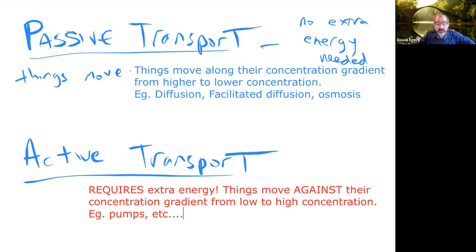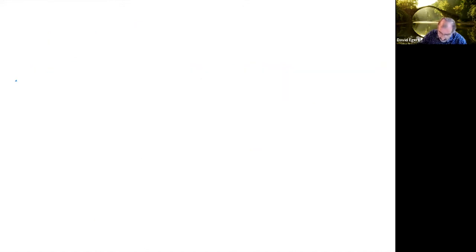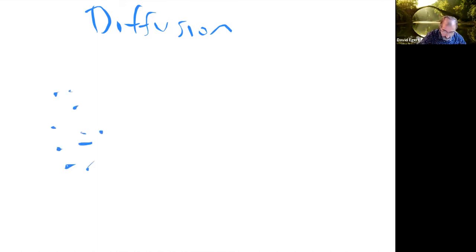But just to give you the bigger picture, passive transport, you do not need extra energy. It's just based on the energy of, in fact, let's do diffusion. How does diffusion work? Again, diffusion works without any energy because things are wiggling and jiggling. Let's think about it: there's a lot of stuff over on this side and not so much over here.